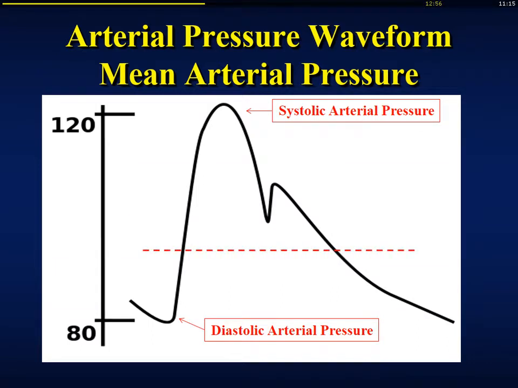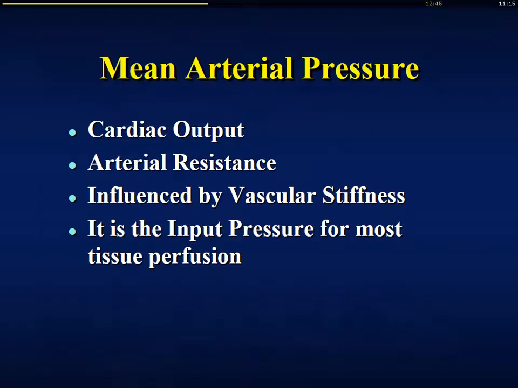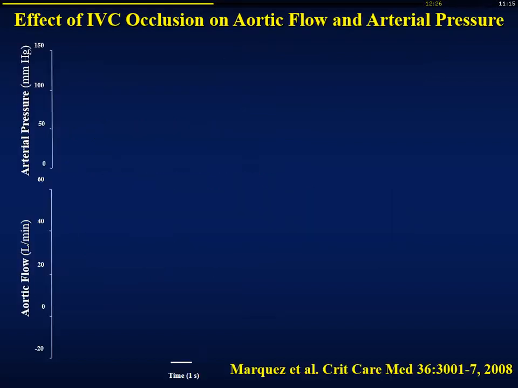Okay, what about mean arterial pressure? Mean arterial pressure is constant across the vasculature because there is essentially no central arterial resistance. The determinants of mean arterial pressure are cardiac output and the arterial resistance from the periphery, and now I'm talking arteriolar resistance, the resistance way out in the periphery. It's influenced by the vascular stiffness and by the input pressure, and it is also the input pressure for most tissues other than the heart.